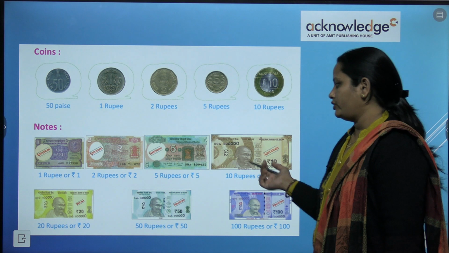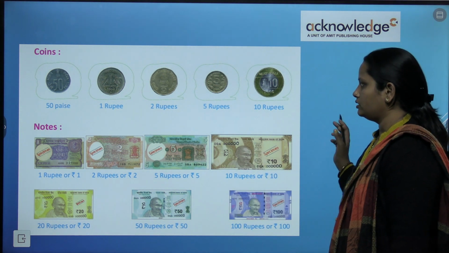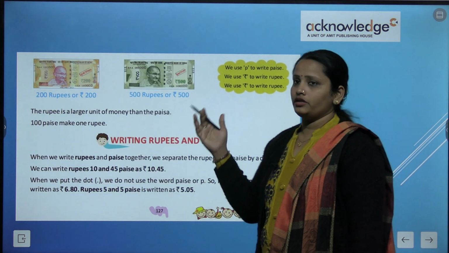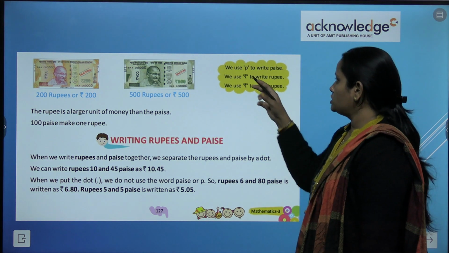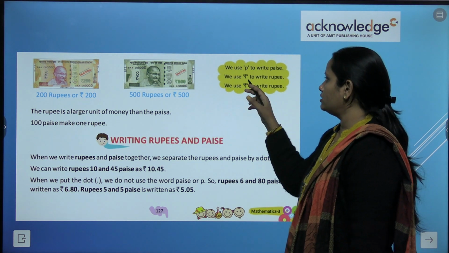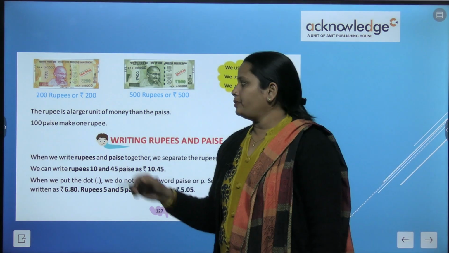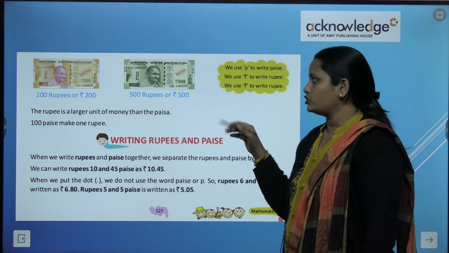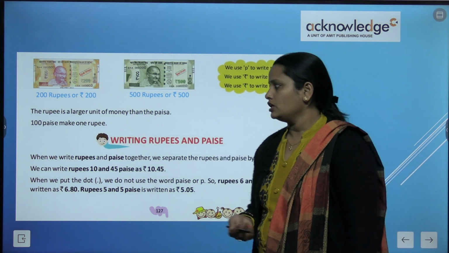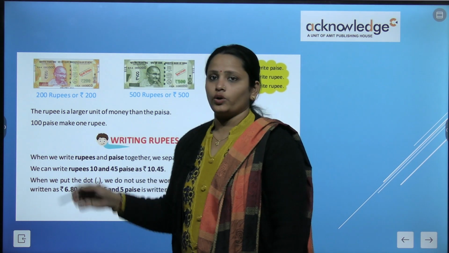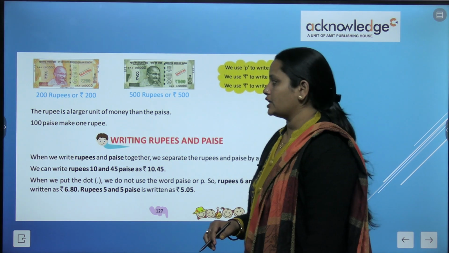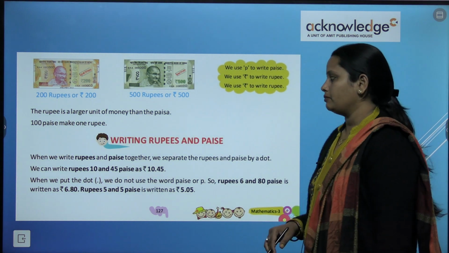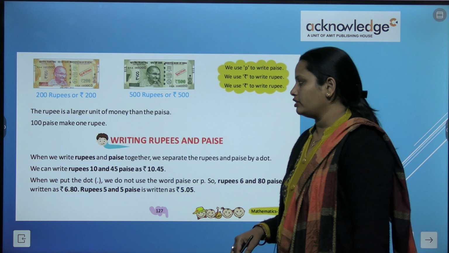1, 2, 5, 10, 20, 50, 100, 200, 500. We use P to write paisa, R for rupees. The rupee is a larger unit of money than a paisa. Rupees जो है पैसे से ज़्यादा होते हैं. So 100 paisa make 1 rupee. जब आप 100 पैसे इकट्ठे कर लोगे तो आपको 1 rupee मिलेगा. So 1 rupee is equal to 100 paisa.